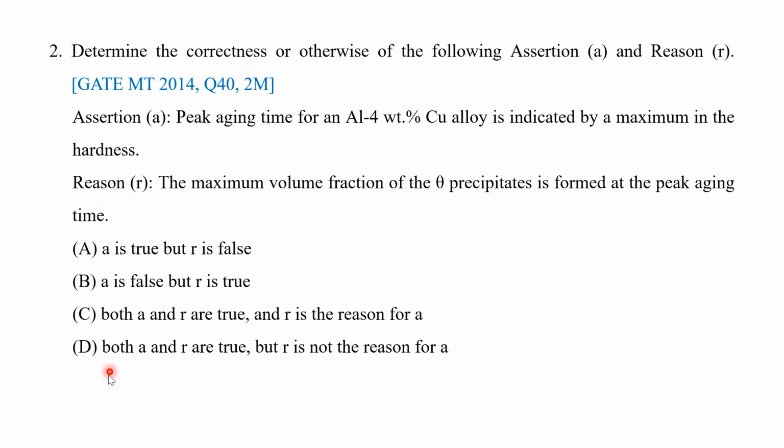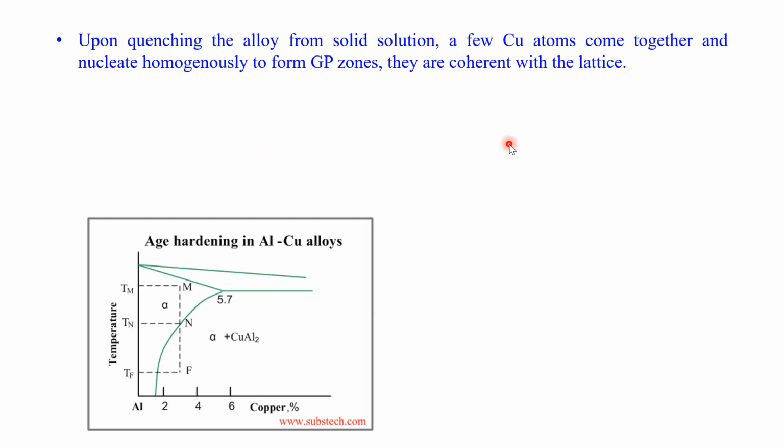So we have 4 options A, B, C and D: either A and B are true, A is true and B is false, or both are false. We need to justify whether the assertion is true or false, and whether the reason is true or false. For that, we need to understand the theory associated with precipitation hardening in aluminium copper alloys. So, precipitation hardening in aluminium copper alloy.